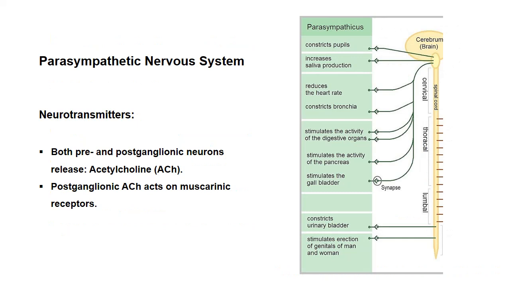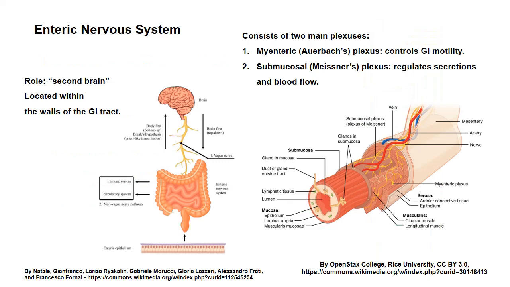Effects of the parasympathetic system are many and shown in the diagram on the right side. These include decreased heart rate, constricted pupils, bronchoconstriction, stimulated digestion, and gland secretion, urinary bladder contraction.